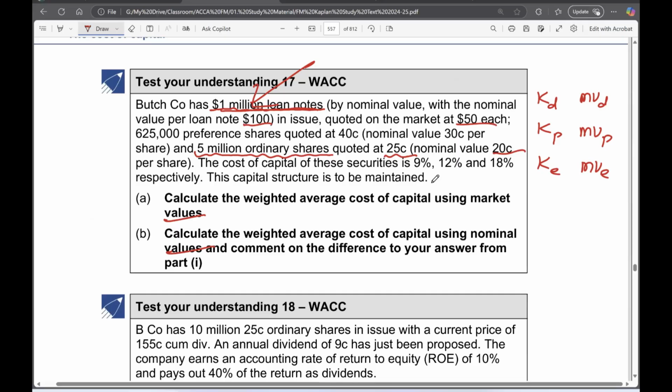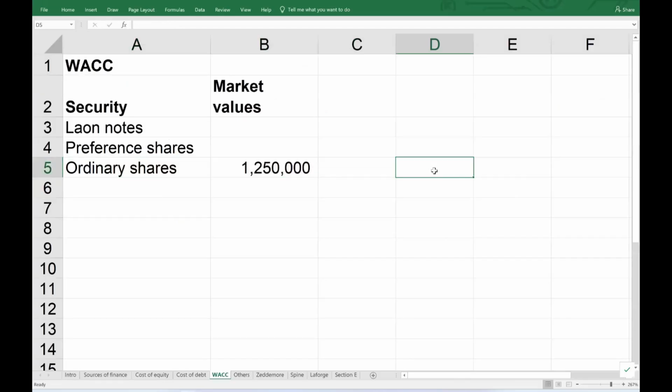Sometimes he will not give us the number of shares. Market price definitely he will give you, but he will give you the book value of shares or the share capital. Remember the share capital. What is share capital? It has a formula. The number of shares multiplied by the par value of share. That will go to share capital.